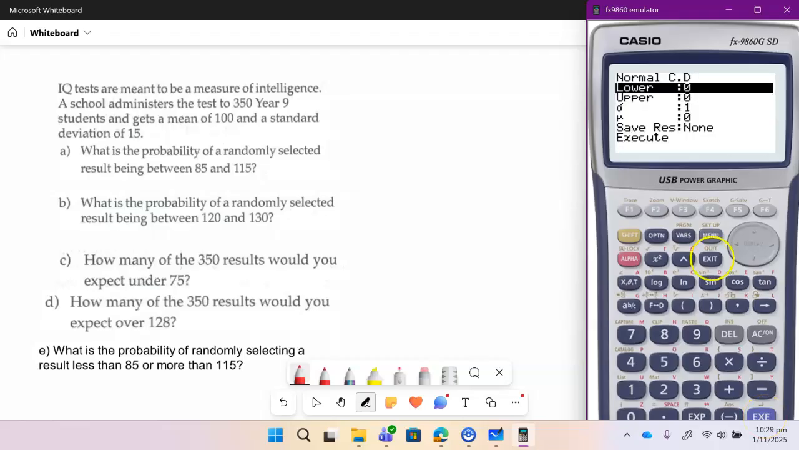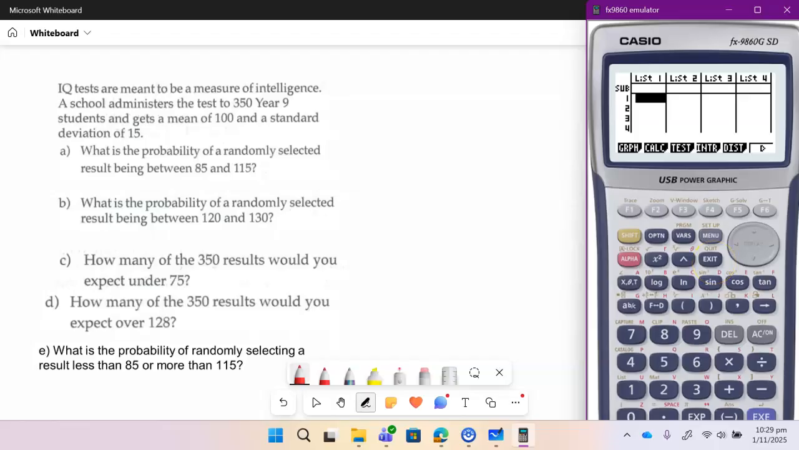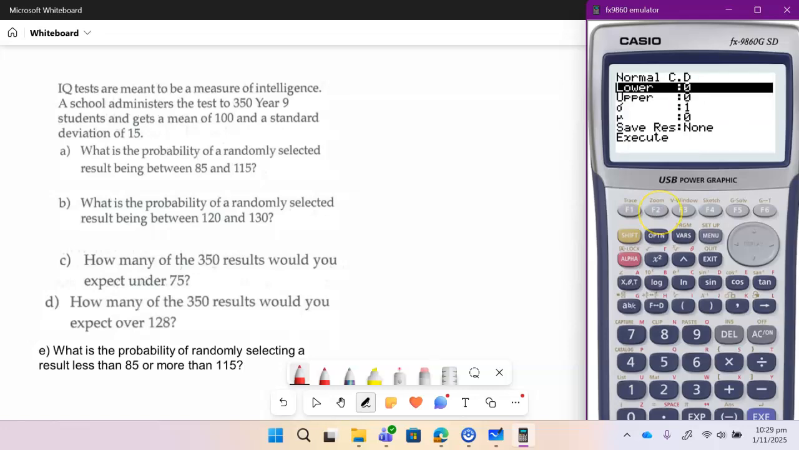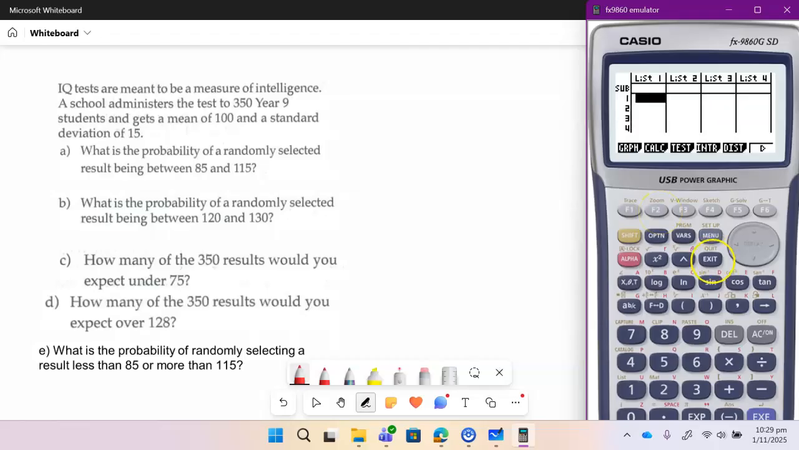So we're going to use stat mode. This is what your screen should look like. And then you want to go into distribution, so that's F5. And then you want to go into normal distribution, which is F1. At level 2, we mostly use NCD and inverse. So you want to press F2 to get into NCD, and if you want to get out of that screen, you just press exit. Okay?